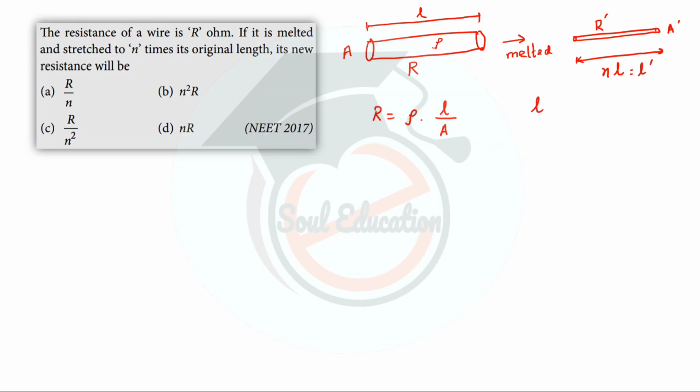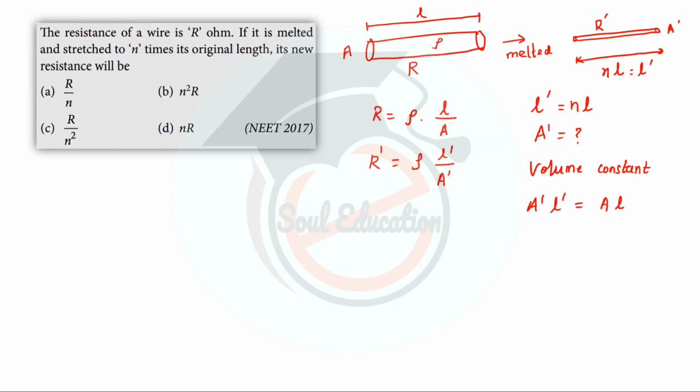Now L dash, my new length, is N into L. What about my A dash? First I need to find A dash. R dash is equal to rho into L dash upon A dash. I know L dash, but what about A dash? I have melted the wire of cross section A into cross section A dash, so certainly the volume remains constant. Then A dash into L dash equals A into L.